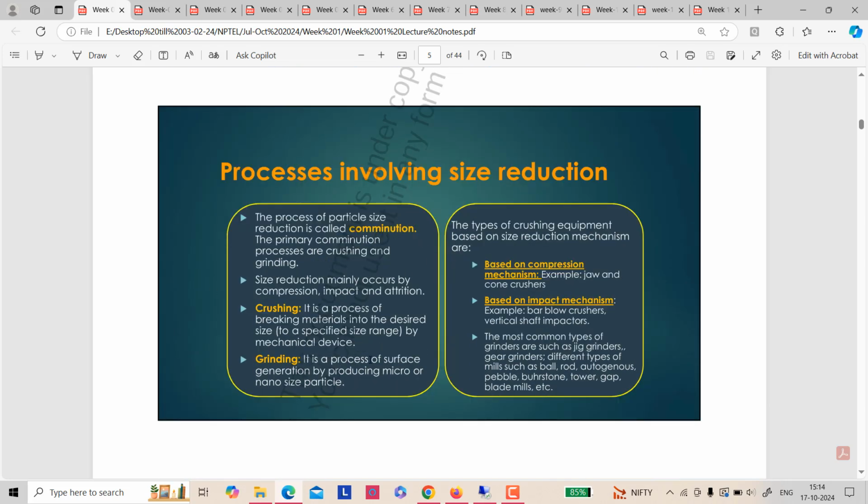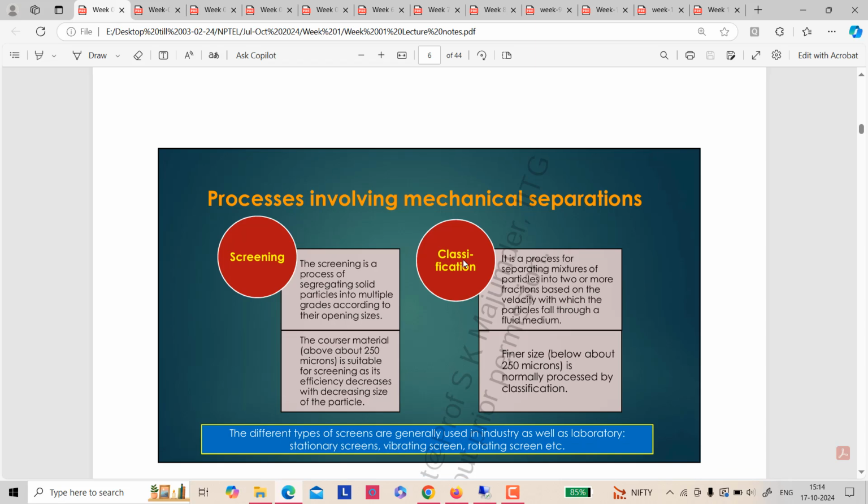Then how the size reduction happens. Mainly size reduction happens because of compression, impact and attrition. So there is the crushing method and the grinding method. Based on compression, impact and attrition, these three actions are used to crush the materials into smaller particles.